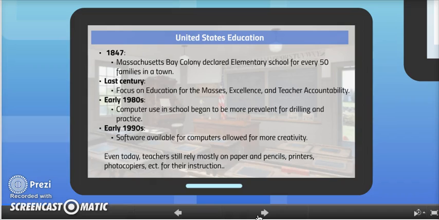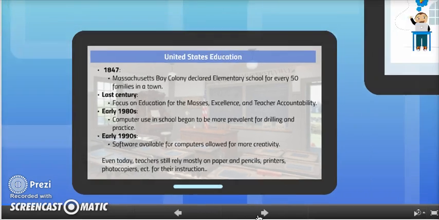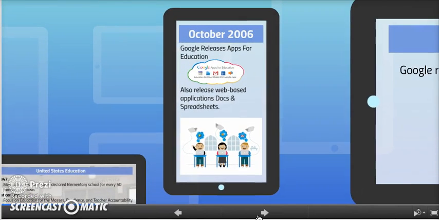Unfortunately, though, a lot of teachers today still don't utilize technology to its fullest potential, maybe because they don't understand how to use it, or the lack of funds for having this kind of technology in the classroom and monitoring and all that kind of stuff. So in October 2006, Google released Apps for Education, which would be Google Documents, any of those kinds of apps. And that allowed students to have access to these word processing programs without needing to purchase them, which made it more readily available for everyone, really.